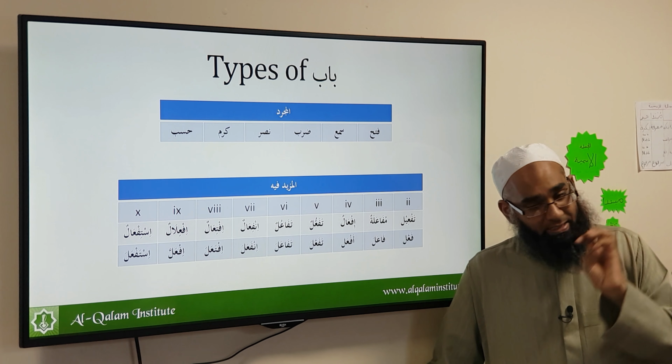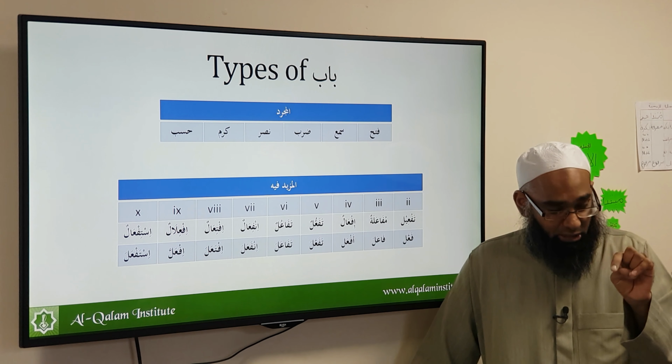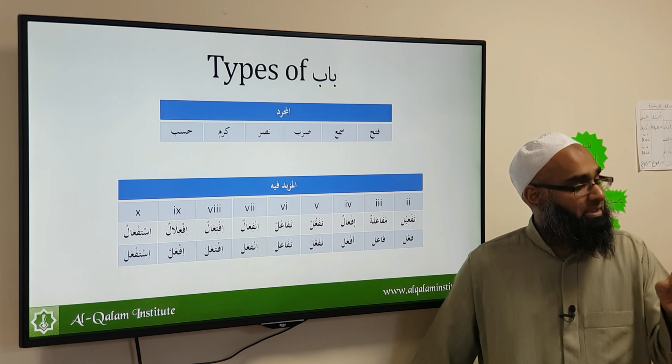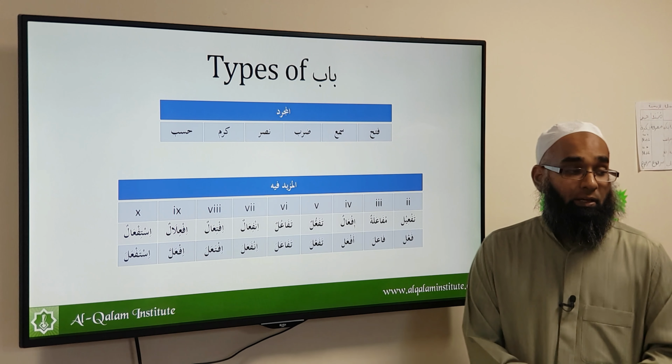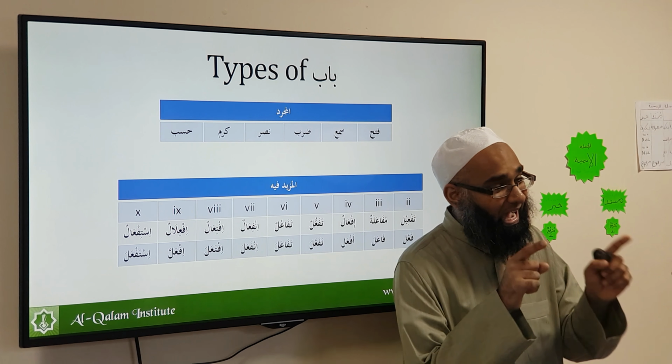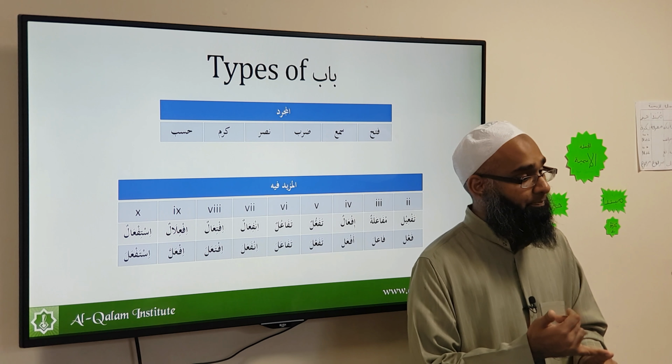Mujarrad means it has no extra letters. Because it has an extra letter, what's the extra letter in here? The tashdid, the extra fa'ala. So it's mazid fi. Same here, fa'ala, what's extra in here? Yeah. And the extra means what? The extra that happens on the fi'l madhi of the wahid muzakkar ghaib.